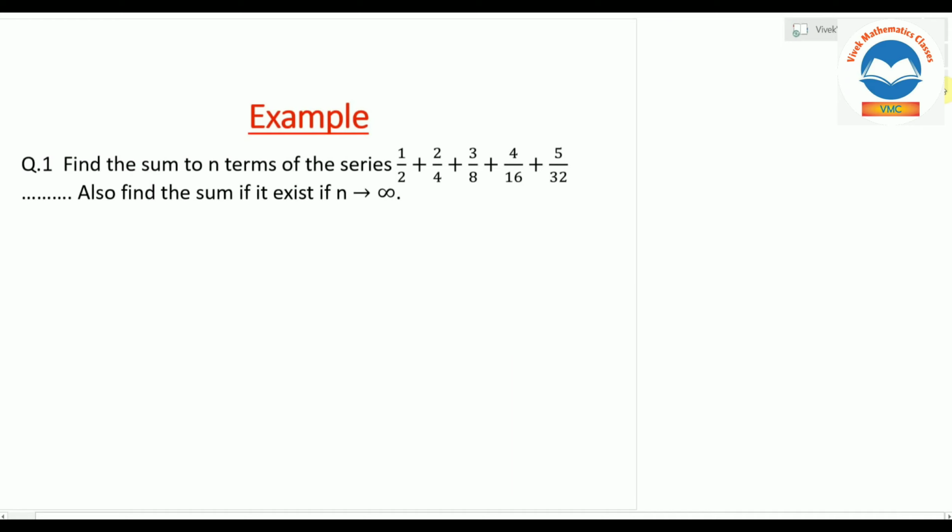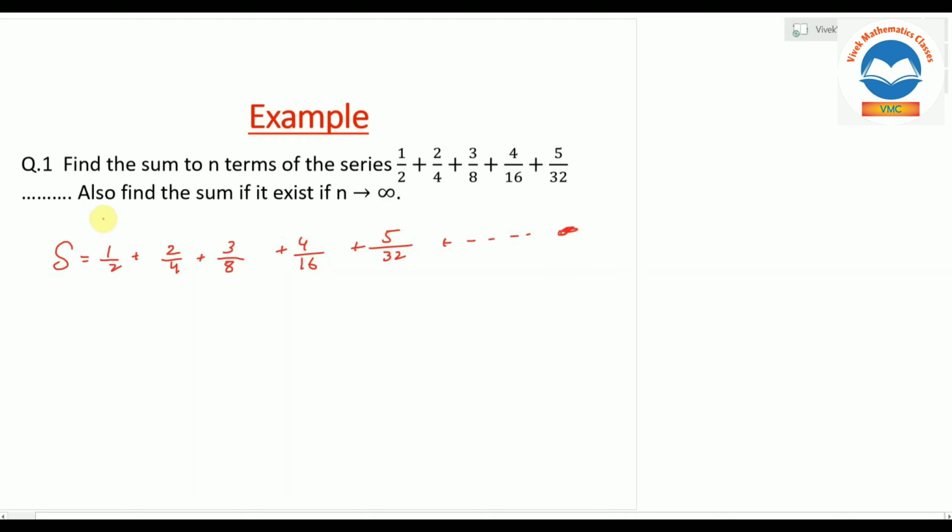Next, here we have taken one example. Find the sum of n terms of a series. What is our sum? S equal to 1 by 2 plus 2 by 4 plus 3 by 8 plus 4 by 16 plus 5 by 32 and so on up to infinity, they are asking. It means first they are asking up to n terms.